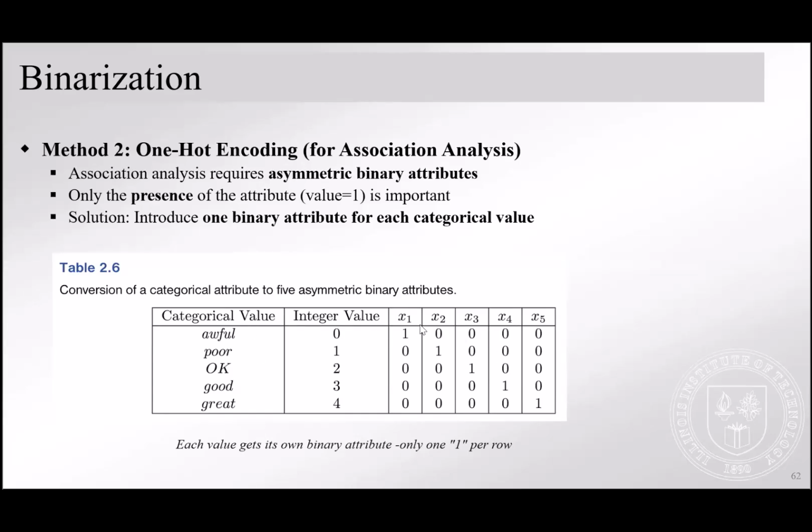So if you have 6 categories, that means you have 6 binary attributes. If you have 10 categorical values, we end up with 10 binary attributes. Here, for alpha, the value is going to be equal to 1 for x1. For the poor category, x2 is equal to 1. And so we solve the problem, right? There's no correlation, no unintended relationship. So that works fine in this case.